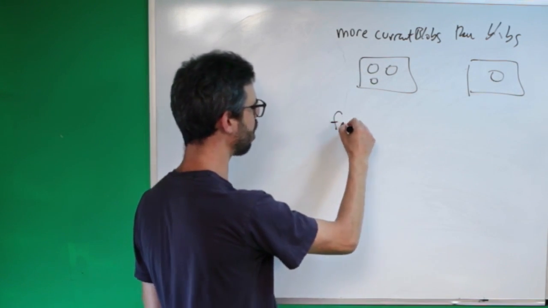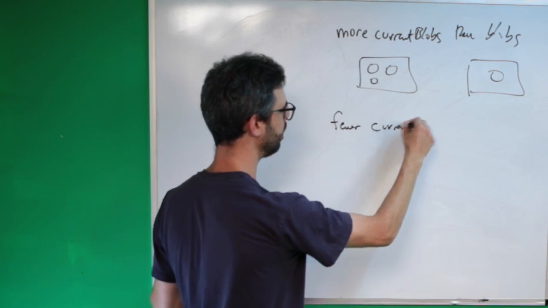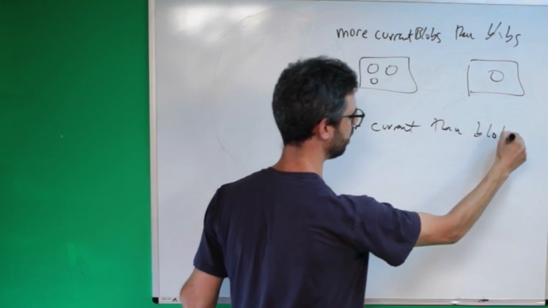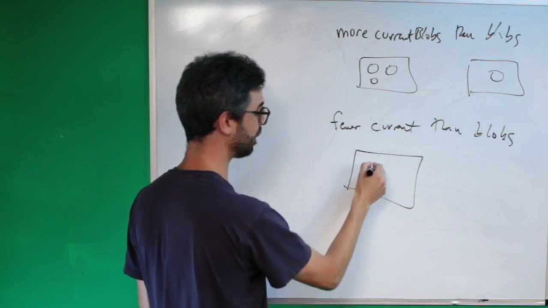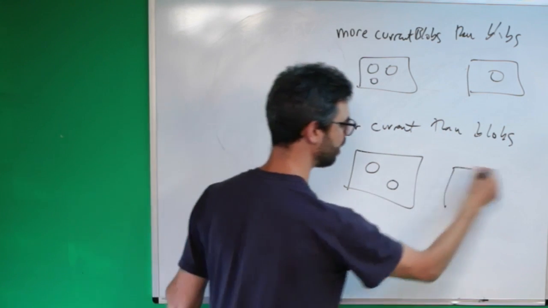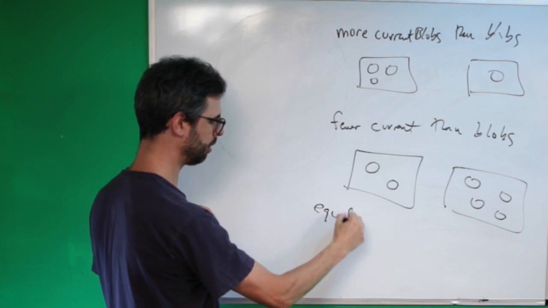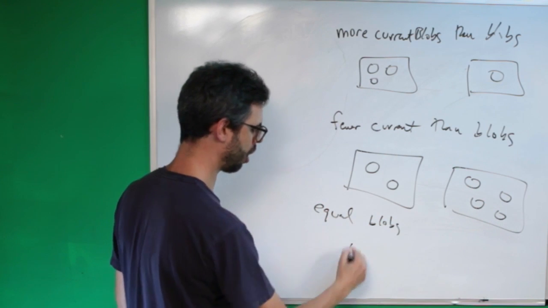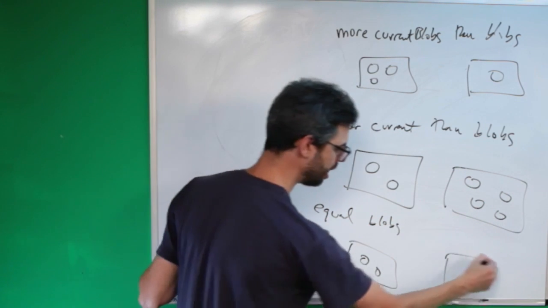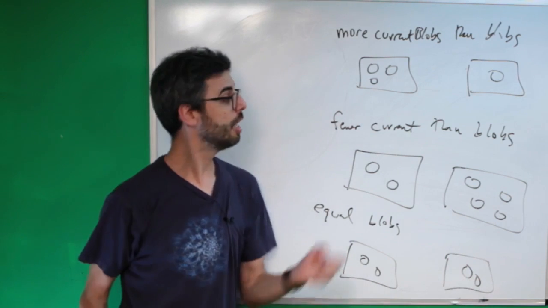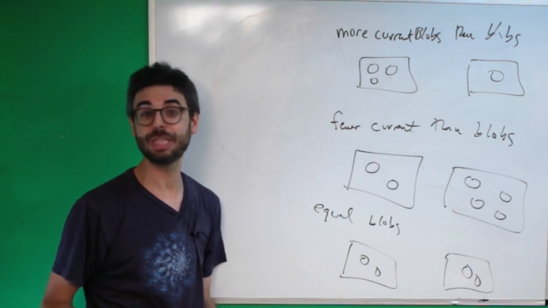There could be fewer current than blobs. So I could say I'm only seeing 2 blobs, but I had 4 previously. Or there could be equal blobs. So there could previously have been 2, and there could now currently be 2. So I need to account for all 3 of these possible scenarios.